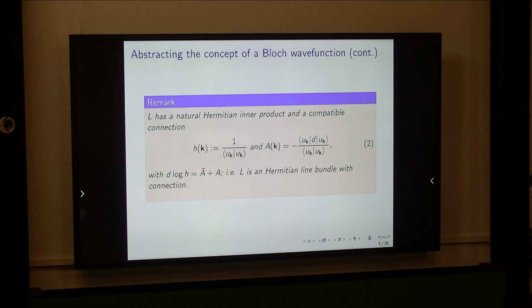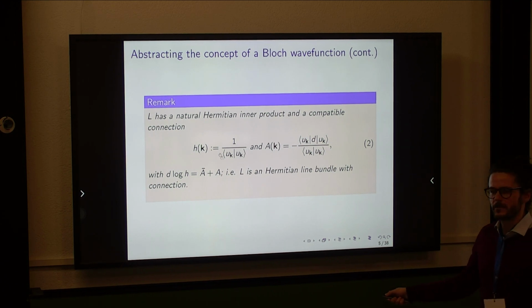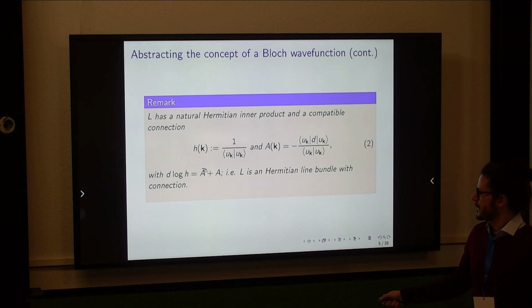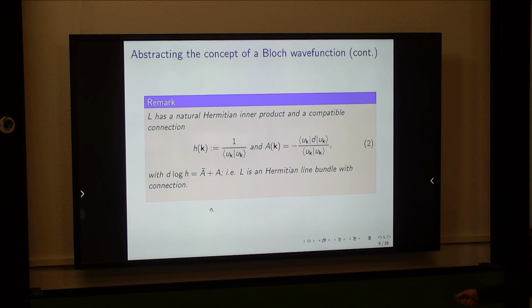And compatibility just follows from, if you take the derivative of the logarithm of this quantity, you'll find that it is the real part of A. And because of this, L is not just a line bundle, it is a Hermitian line bundle with connection. And this is very good news.